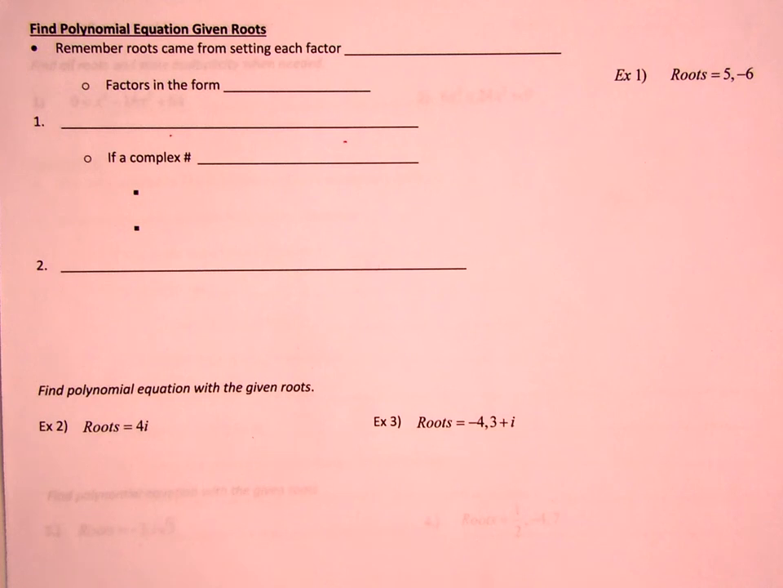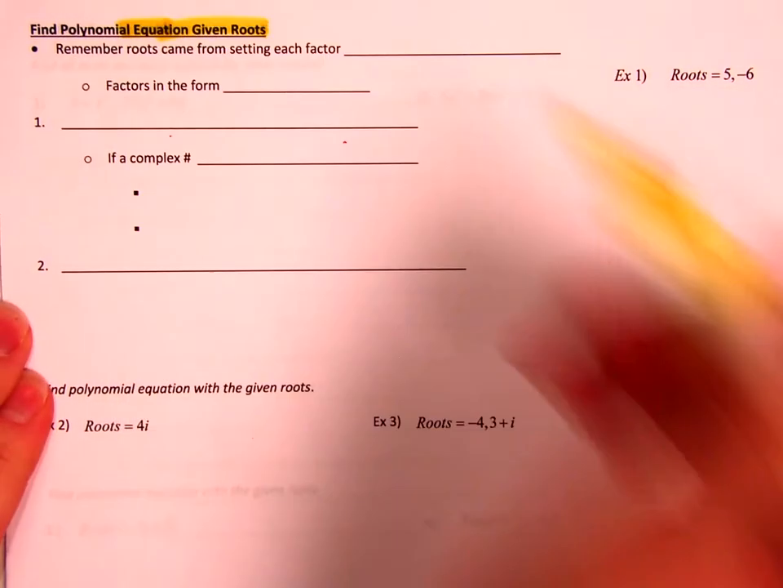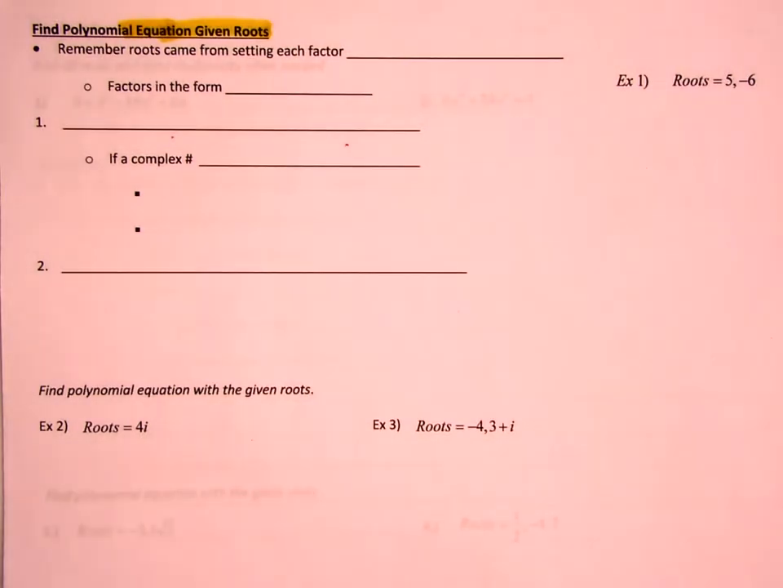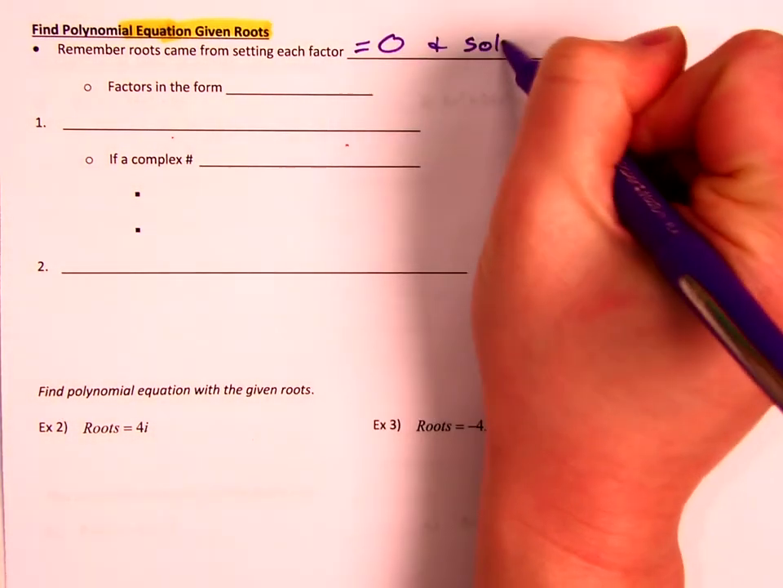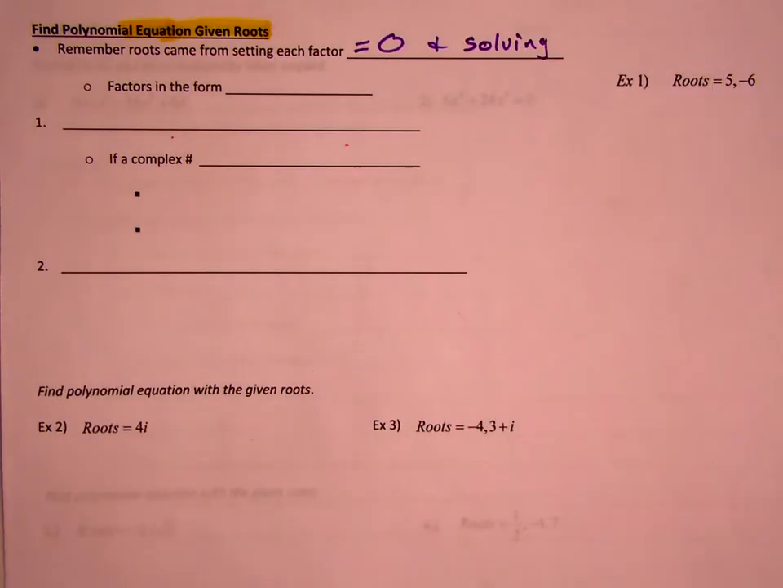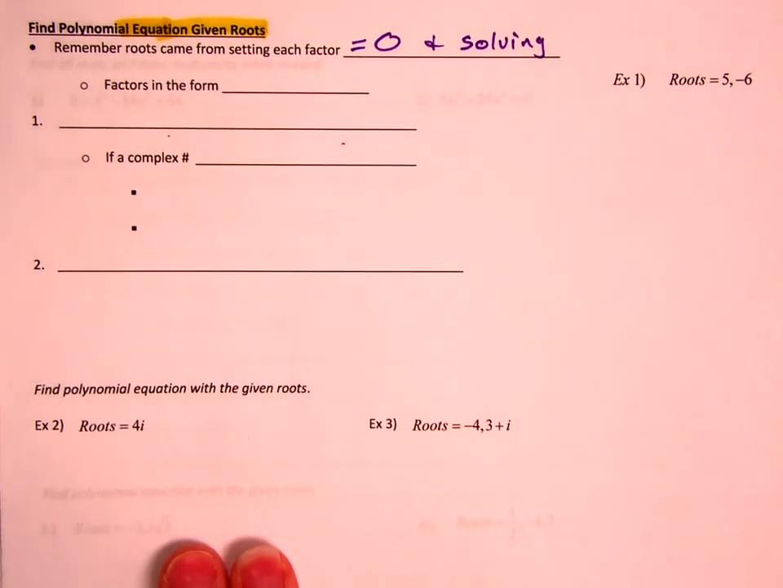Alright, so this is the second video for section 10.3, the theory of equations. Since it's the second video, we're moving on to the second objective, which was to actually write the equation given the roots. So, remember, roots came from setting each factor equal to 0 and solving.